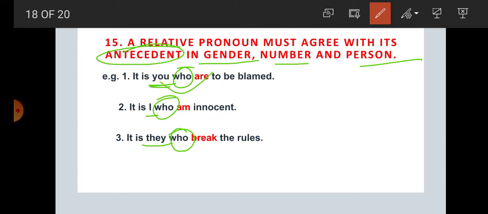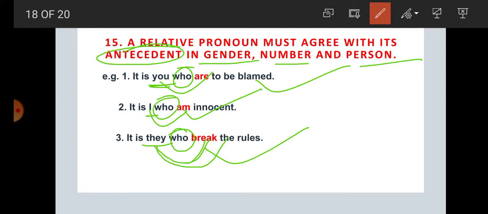So according to you, are is the correct one. According to I, am is the correct one. According to they, break is the plural verb, that is the correct one. It is you who are to be blamed. So according to you, are is correct. It is I who am innocent. So according to I, am is correct. It is they who break the rule. So according to they, break is the correct verb here. So students, we have read 15 rules of subject verb agreement.